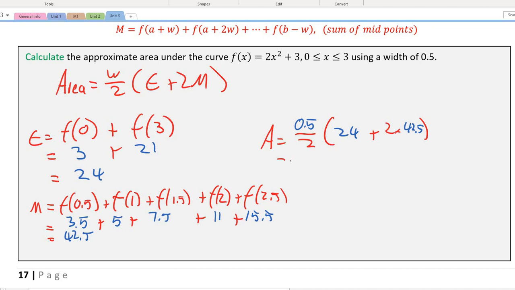So that gives me a final area. I'll just do this in my calculator off to the side again. 0.5 divided by 2, bracket, 24 plus 2 times 42.5, close bracket. I got an estimated area of 27.25 units square. Okay. So guys, these ones aren't too bad. Now that we're not actually having to physically do the areas, we can just put it all through the graphics calculator. These aren't too bad at all.